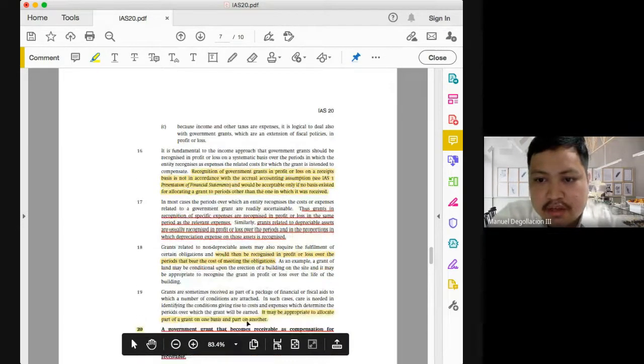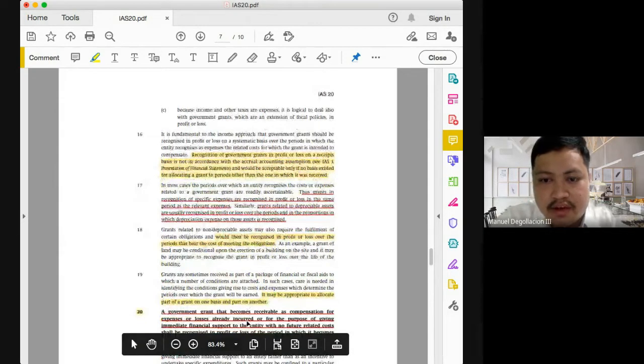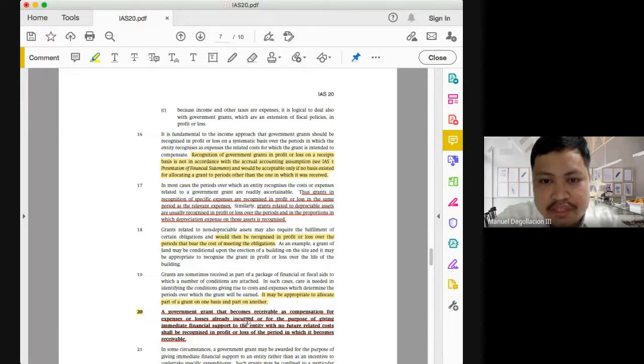Okay, there's an example given there. A grant of land. The entity will receive land, but conditioned upon the construction of a building on the site. So the grant income should be spread out, or recognized, at the same rate at which the building is being constructed.